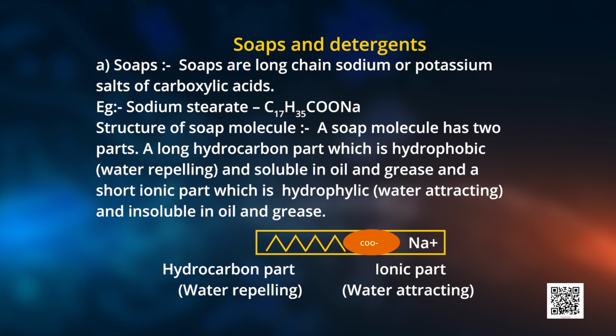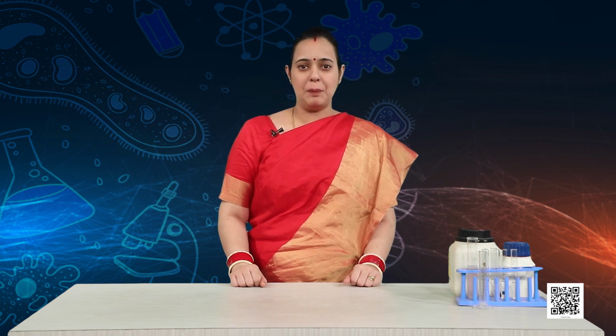A soap molecule has two parts. The first part is the hydrocarbon part, which is known as hydrophobic, water repelling. As you can see on the screen, this zigzag line represents the hydrophobic part. It is water repelling, but it is soluble in oil. The second part in the soap is the ionic part, which is also known as the hydrophilic part, considered a water attracting part, and it is insoluble in oil.